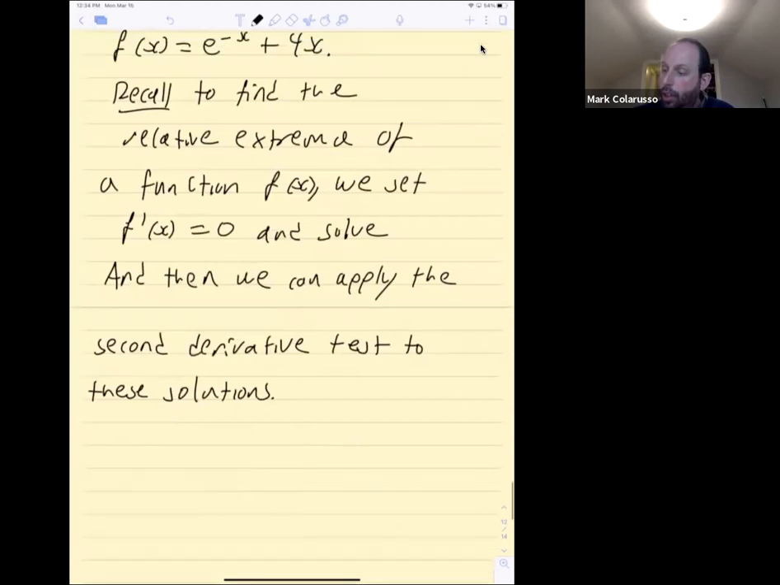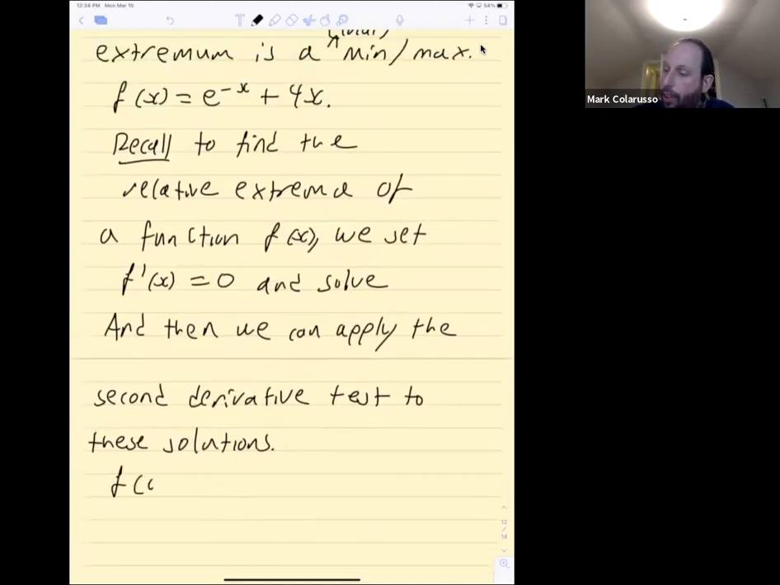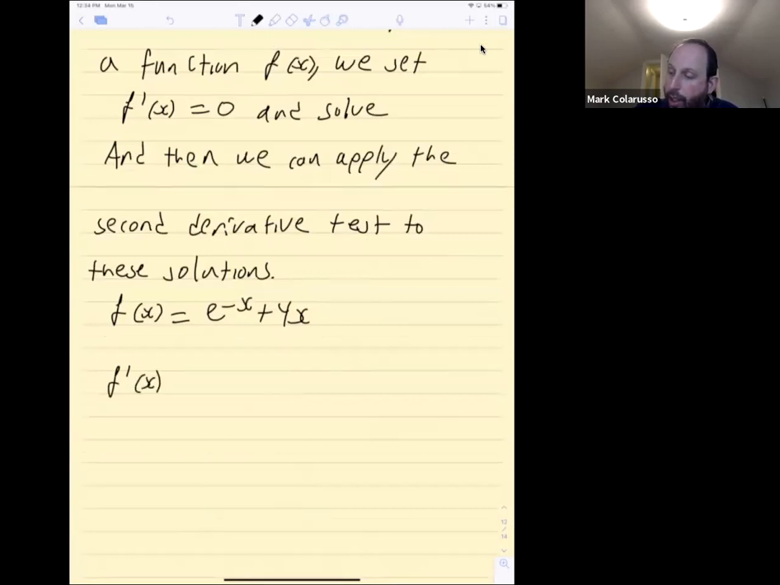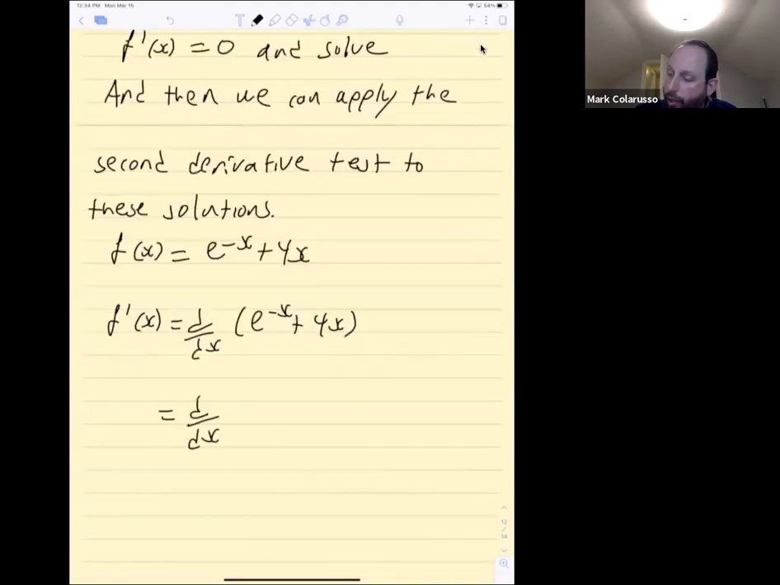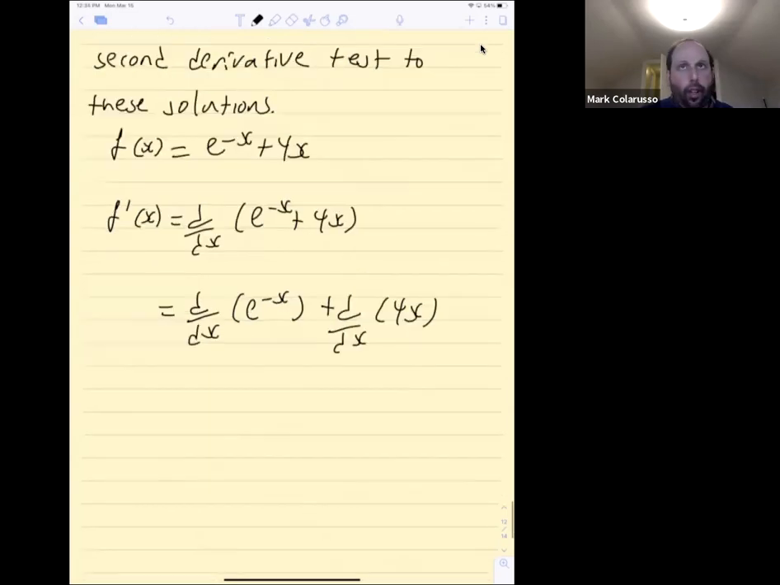Okay, so we look at this function f at x equals e to the minus x plus 4x. f prime at x is then equal to the derivative of this guy, and that is the derivative of e to the minus x plus the derivative of 4x. The derivative of 4x, we've done this many times, is just equal to 4. So this is the derivative of this guy plus 4.